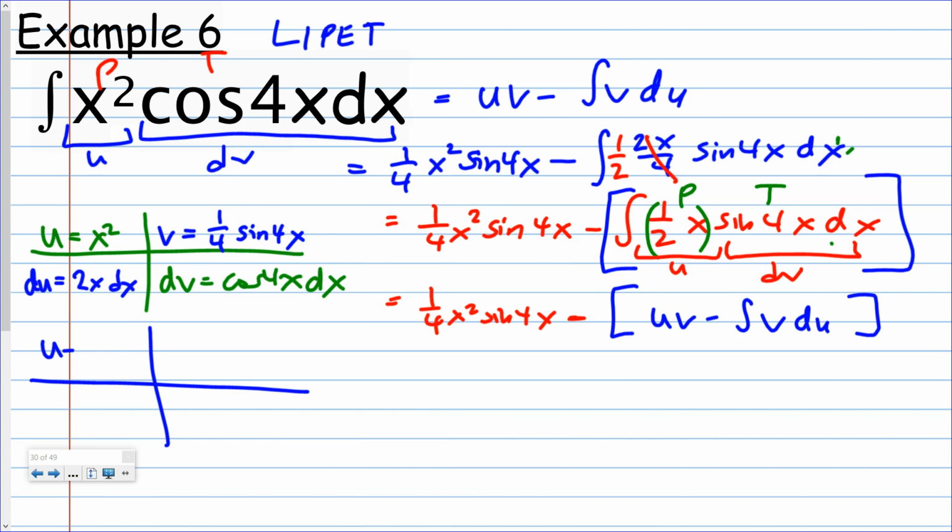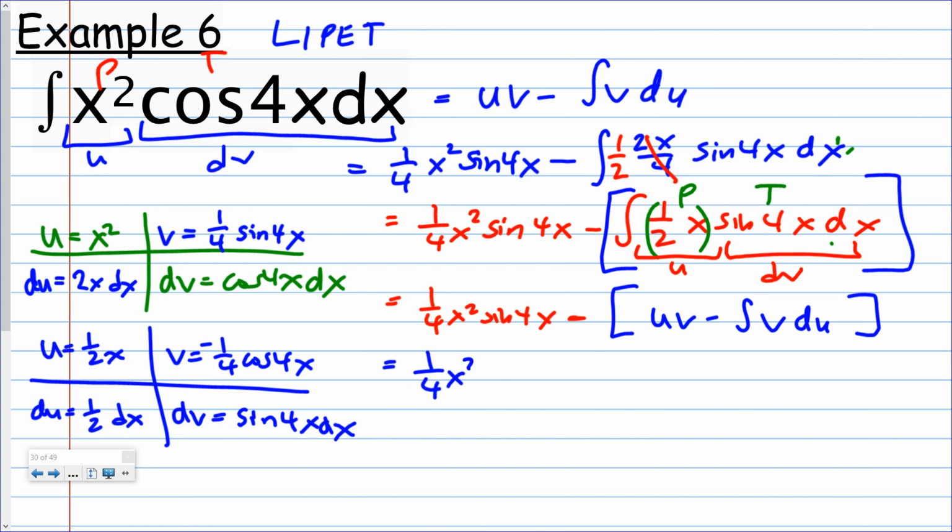On my top left, I have u equals 1/2 x. On my bottom, I have dv equals sine 4x dx. Okay? The derivative of u is going to be 1/2 dx. So du is 1/2 dx. The integral of sine 4x is negative 1/4 cosine 4x. I'm doing that in my head. Remember we talked about you need to be able to do this in your head. Okay? So let me transfer that over to this big bracket I have here.